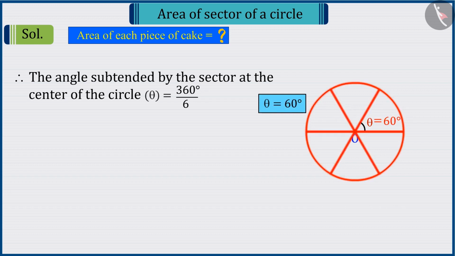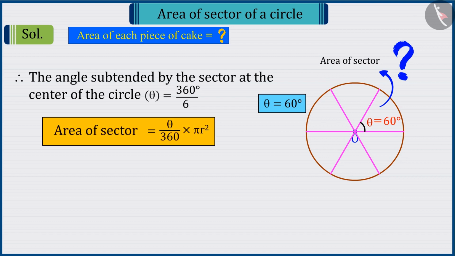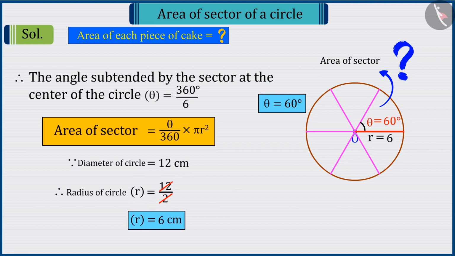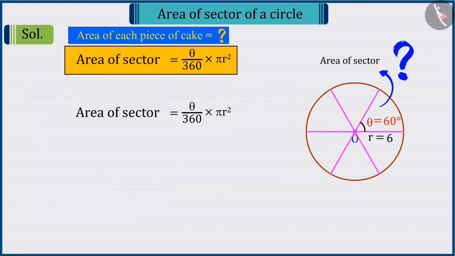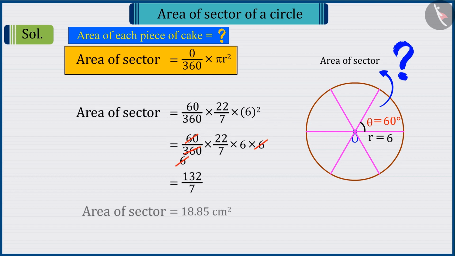Since we have to find the area of each piece of cake, that is, the area of each sector, for the area formula of the sector, we need the radius. Now by assuming the value as r, we get the radius as 6 from the diameter of the cake. In the above formula, by putting the value of theta and r and solving it, area of the sector is found to be 18.85 square centimeters. And we are dividing the cake into 6 sectors.